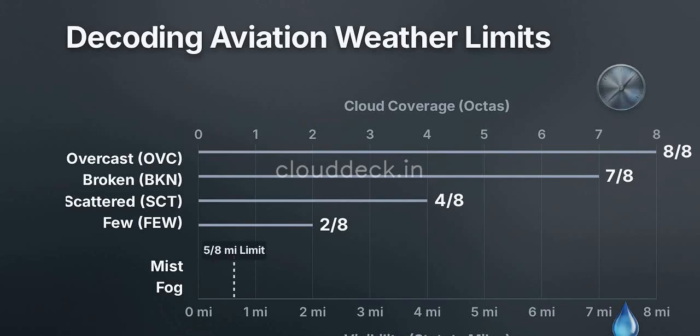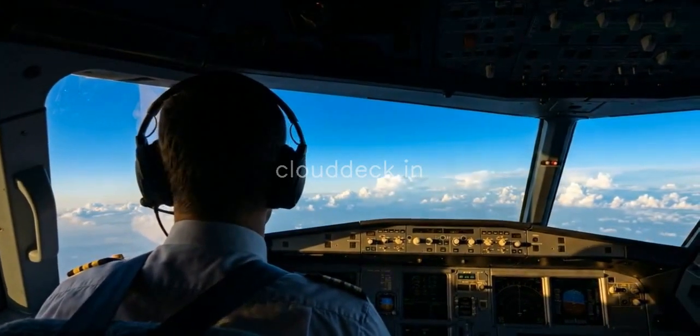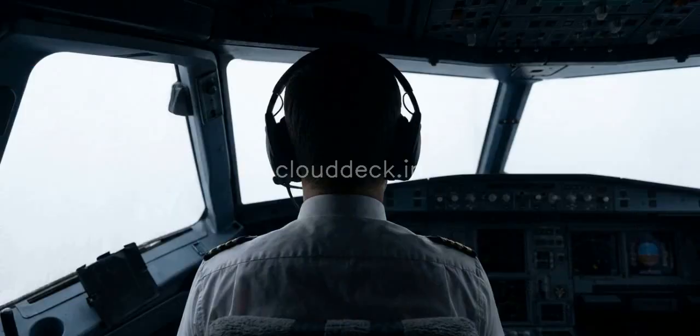When it comes to visibility on the ground, the terminology is just as strict. If suspended water droplets restrict your horizontal vision to 7 miles down to 5/8 of a mile, it is reported as mist. The second visibility drops below that 5/8 threshold, it is officially classified as fog. By tracking the mathematical spread between temperature and dew point, we can read the sky like an aviator, anticipating exactly how and when invisible moisture will materialize into an impenetrable wall of white.